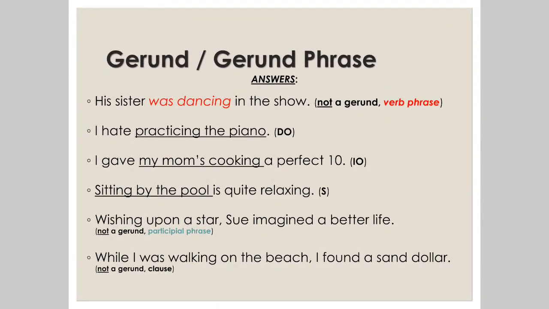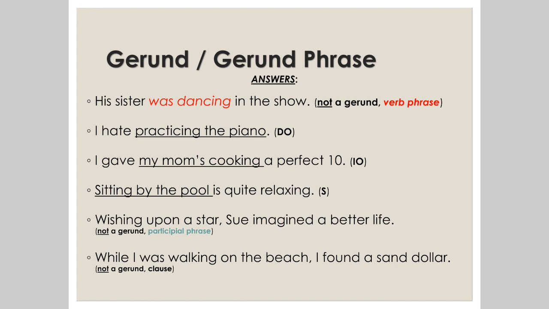Now, "his sister was dancing in the snow" is not a gerund. Why? Because it is a verb phrase. We have "was," which is a helping verb for "dancing." So when we have two verbs together, they're not gerunds. Okay, be careful with that. They're just a verb phrase. Now, in "I hate practicing the piano," the gerund phrase is a direct object. In "I gave my mom's cooking," "my mom's cooking" is an indirect object. In "Sitting by the pool is quite relaxing," that is a subject.